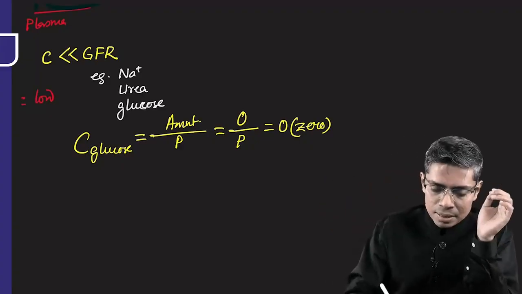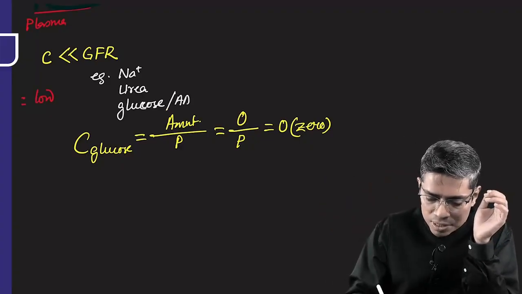The same way, the amino acid also gets 100% reabsorbed at the level of proximal convoluted tubule. So that's why the clearance of glucose, the clearance of amino acid, they're absolutely 0 in case of a non-diabetic person, in case of a normal person. Right? So this way you have to remember that if there is secretion, the clearance will be more. If there is reabsorption, the clearance will be lesser than GFR.